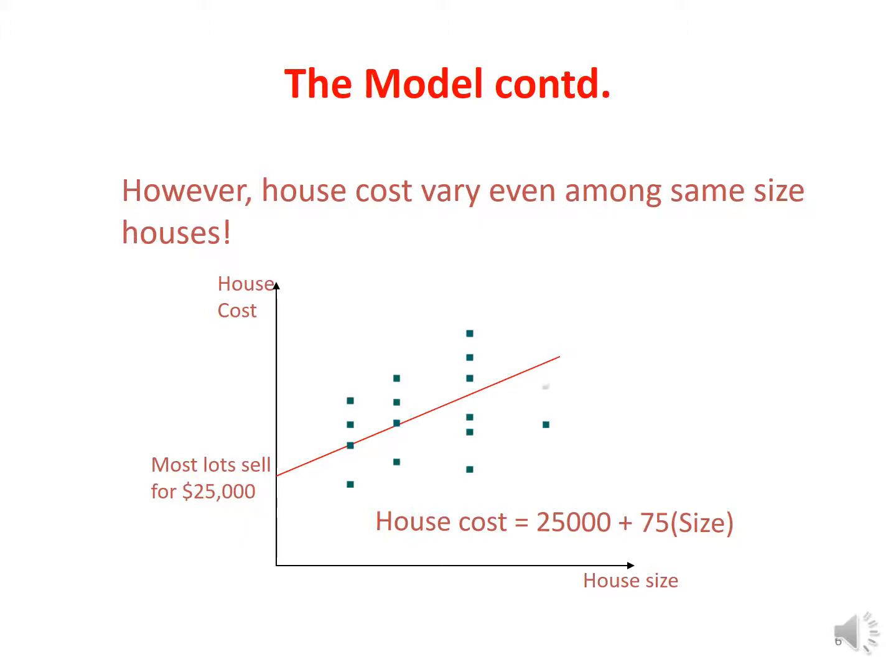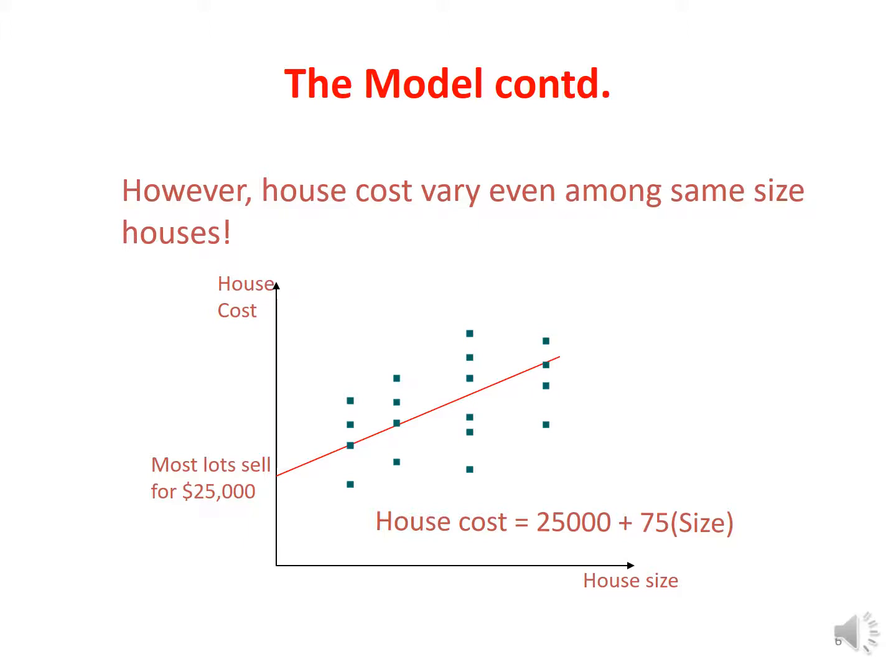Look at this. The size of the house is the same, but for instance, in the first instance, there are four different costs. In the second instance, there are four different costs. In the third instance, there are six different costs. And in the last instance shown in the graph, there are four different costs. How do you account for this?